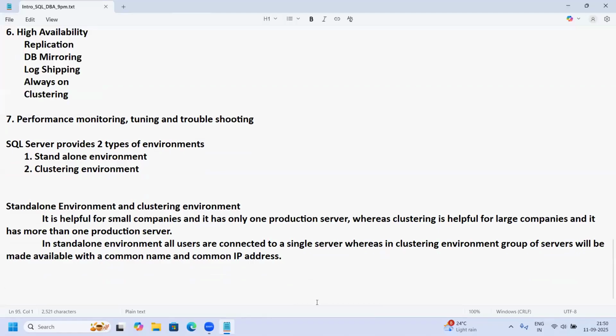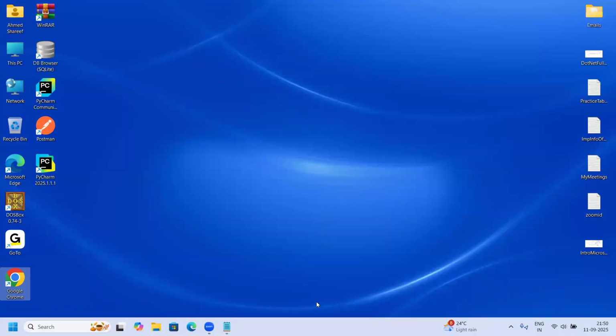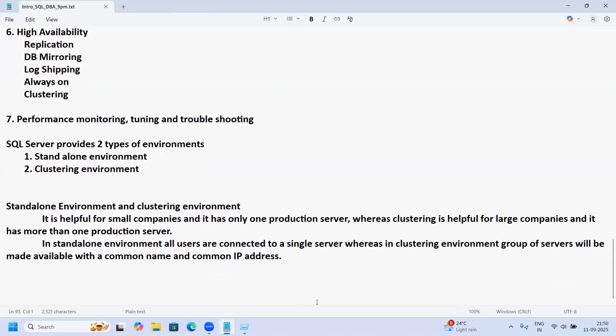Next, we will discuss what the life cycle of database implementation is. Yeah, next topic: life cycle of database implementation.